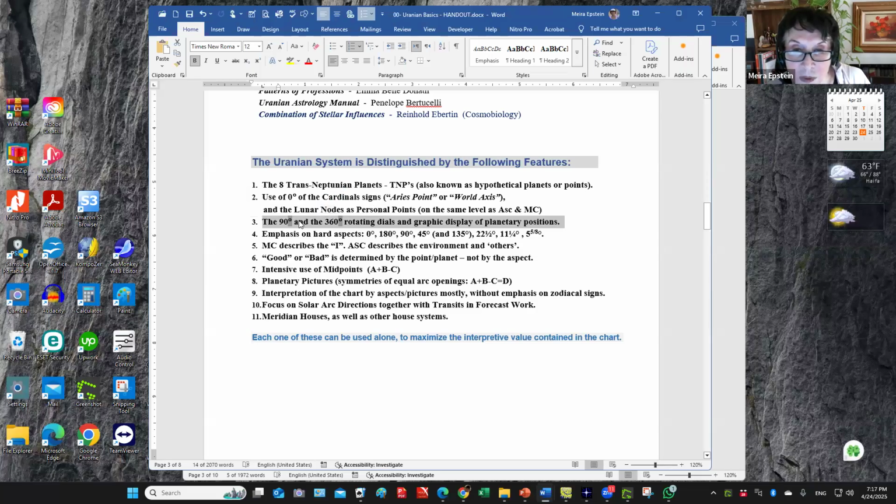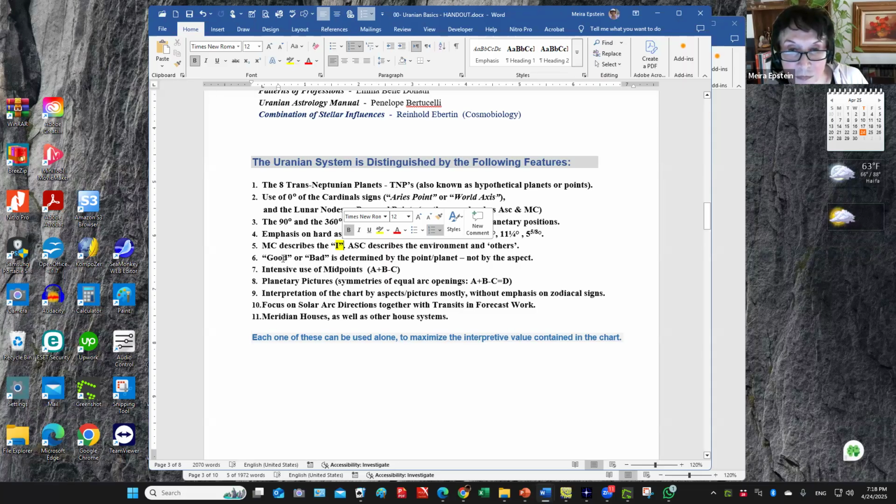Number 4, I'll dwell on each one of these. Emphasis on hard aspects, all of them, and I will elaborate on that. Midheaven describes the I. Ascendant describes the environment and others. This is a departure from classical astrology, where when you say I, you're talking about the ascendant. There's a slight difference here, and it's very interesting.